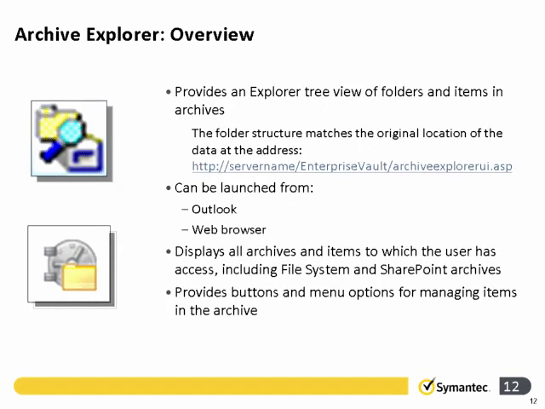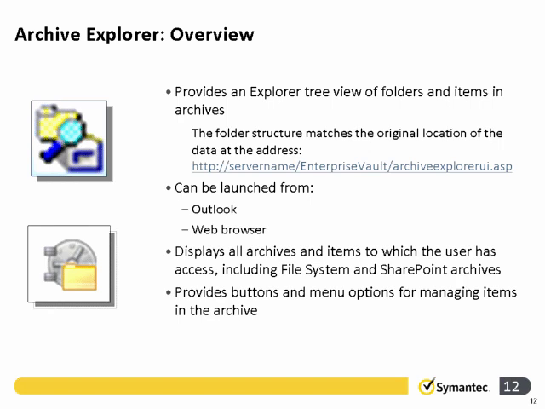The Archive Explorer provides a tree view of the folders and the items in the archive. The folder structure should match the original location of the data. It shows you the link here for where you need to go: to the particular server, and then Enterprise Vault, and then Archive Explorer UI.asp to launch it from a web browser. And it can be launched from within Outlook or directly at the web browser.